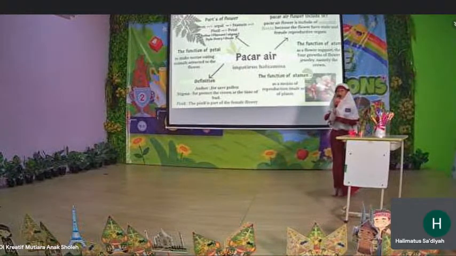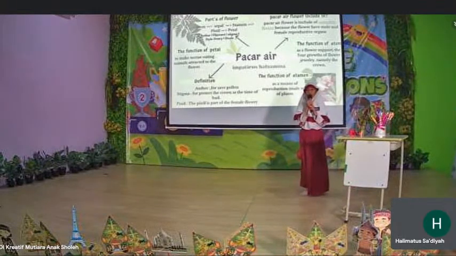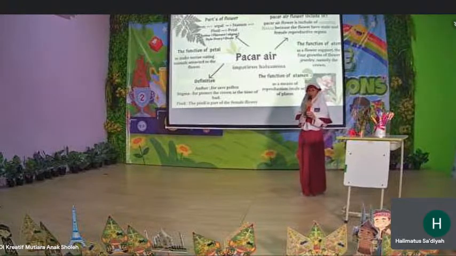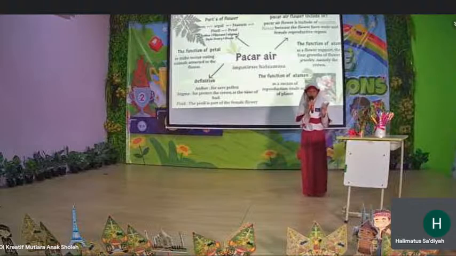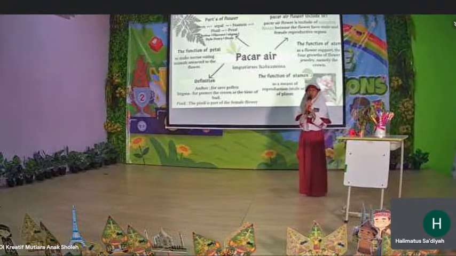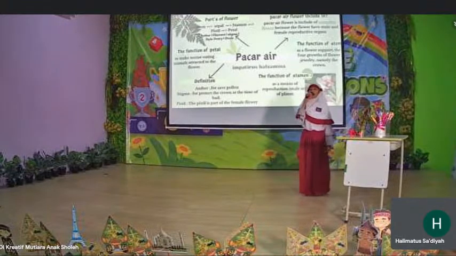The pacar air flower has three names. Do you know what the three names of the pacar air flower are? Namely, pacar air, Impatiens balsamina, and rose blossom. For information, Impatiens balsamina is the Latin name for the pacar air flower, and rose blossom is the English name. Next, I will explain whether the pacar air is a complete or incomplete flower. The pacar air flower is a complete flower because it has male and female reproductive organs.